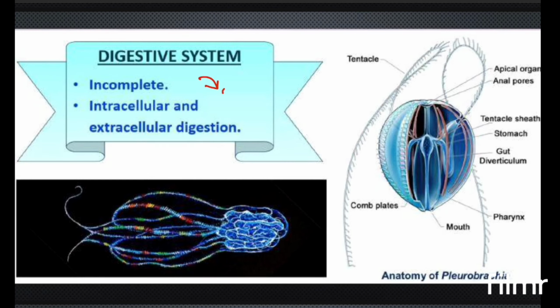There is no separate mouth or anus. Special parts are not at all there. Only one opening is present for taking that food in and out. So that's why they are having an incomplete digestive system, right? And the digestion can be intracellular or extracellular. There is no problem that intracellular digestion is also possible and also extracellular digestion is also possible, right?